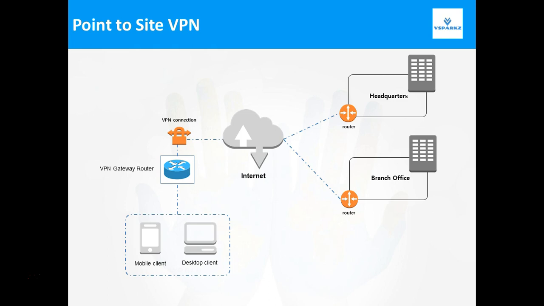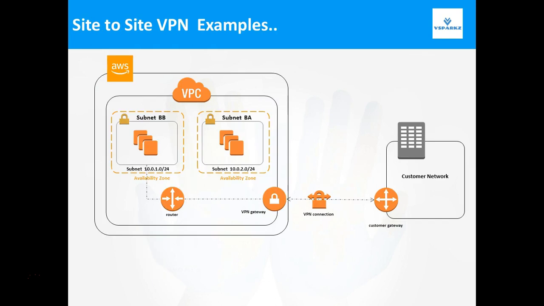This is the architecture of a point-to-site VPN, where you are using a mobile client or a desktop client to connect to your offices. Only these devices with the client can connect to your offices. Other devices without the VPN client could not connect to your office premises. This is the exact architecture that is applied whenever you are taking the work from home option from your company.